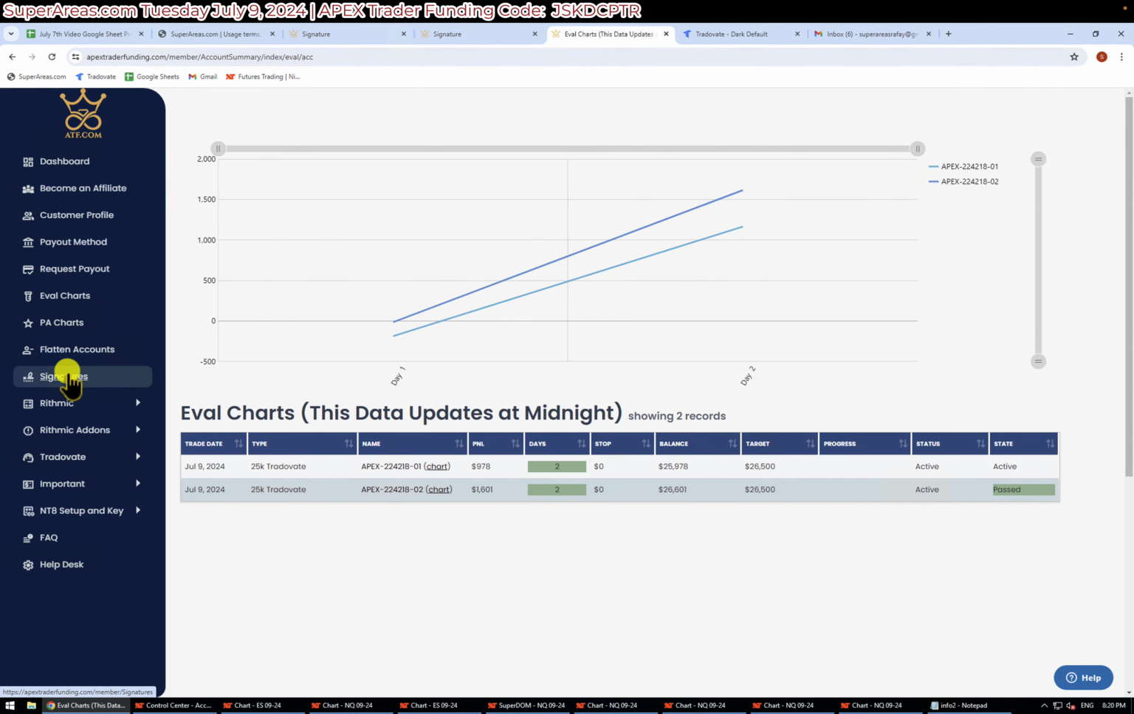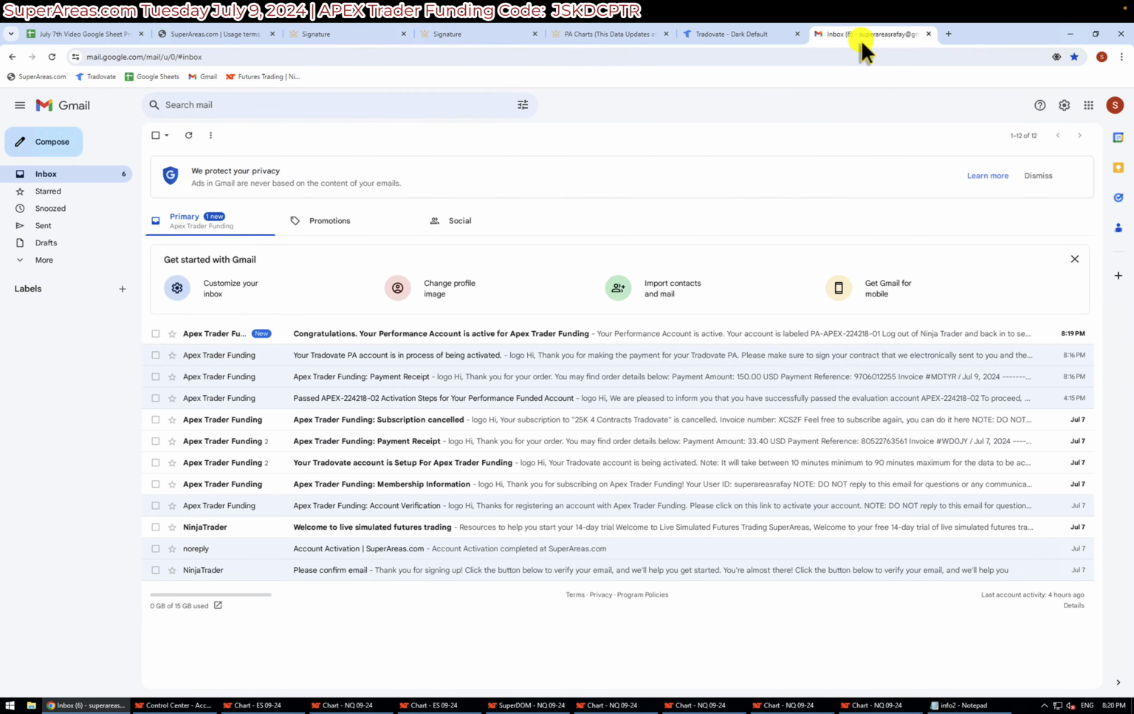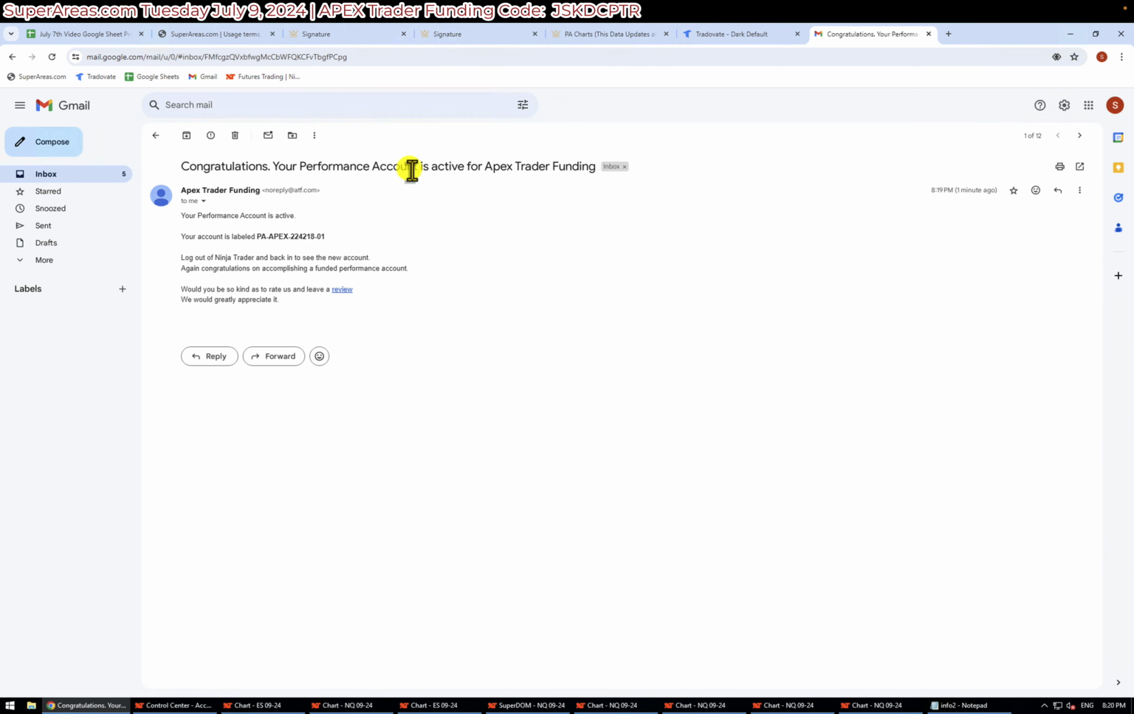Now let's go back to PA. If I click on the PA chart, you see now I have an account. Forget about this trade date. It will update as you trade. It says I have an account PA. This is now PA number 1. Nothing is there yet, because this just got activated, and you will receive an email from Apex for trader funding. So congratulations, your performance account is ready for funding.